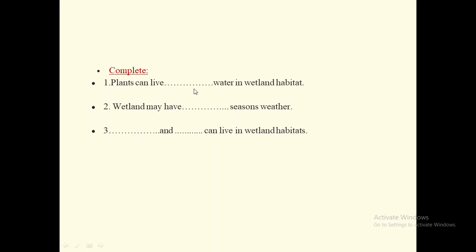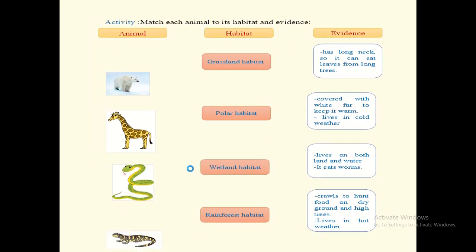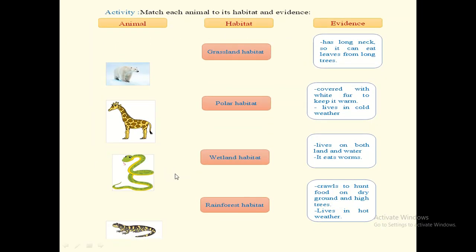More than seasons of the year. Okay. Number 3, space and space can live in wetland habitats. Excellent. Frogs and turtles. Now we are gonna to solve this activity.